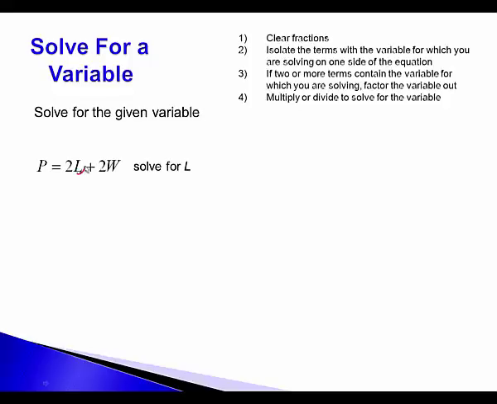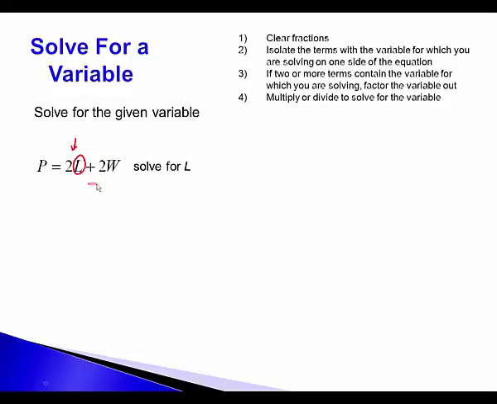I'm going to circle it because that'll help me remember what I'm trying to get by itself. I'm going to end up with a line that says L is equal to everything else. I'm told to first clear fractions. I have none. I'm now to isolate the terms with the variable for which you're solving on one side of the equation. I want things with L's to stay here and things that do not have L's to go away.